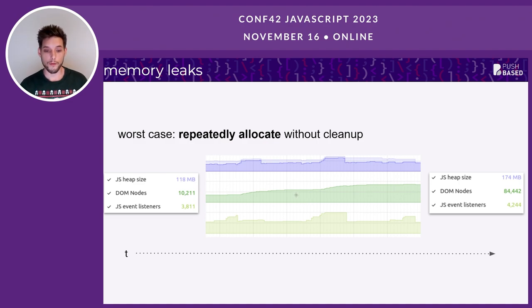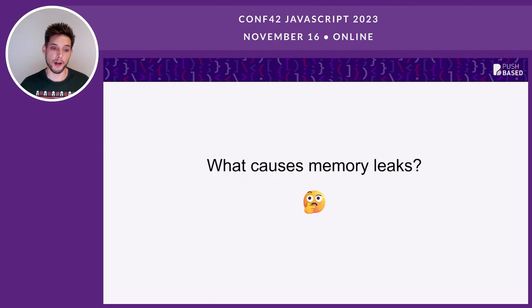This is a nice overview over time, where the starting point is 10,000 DOM nodes. In the end, after some interactions, you see all of the metrics just rising and rising. We get DOM nodes added and added and added. We get event listeners added, sometimes removed, but in the end, more and more added, same as the JavaScript heap size. We end up seeing heap size increasing by 50 megabytes, DOM nodes by 70,000, and event listeners by 400. This is definitely indicating a memory leak. If you see such a pattern in your application, you should be worried about it, because this can end up in an OSnap.